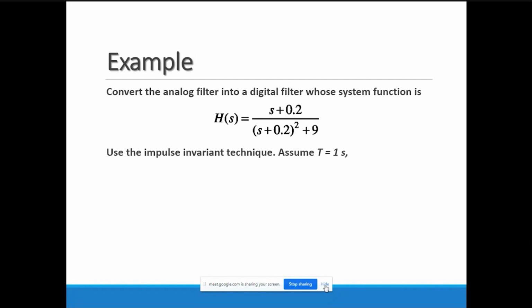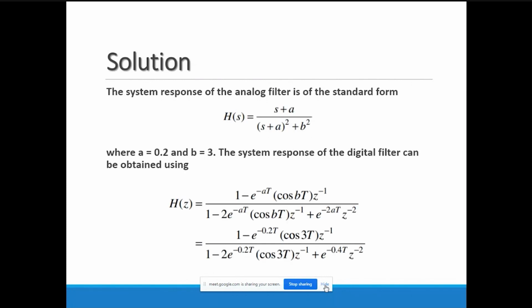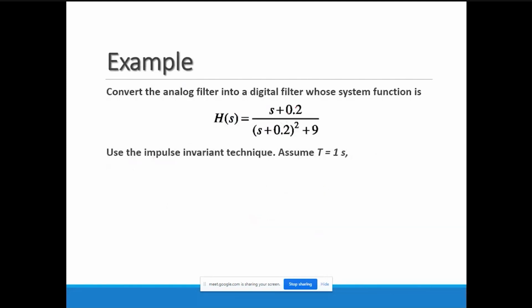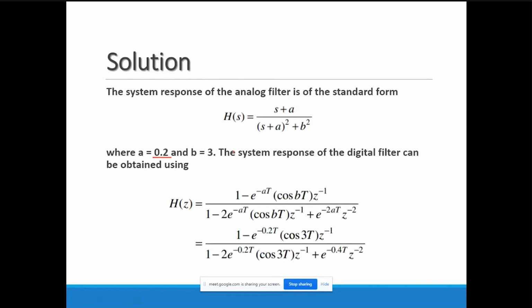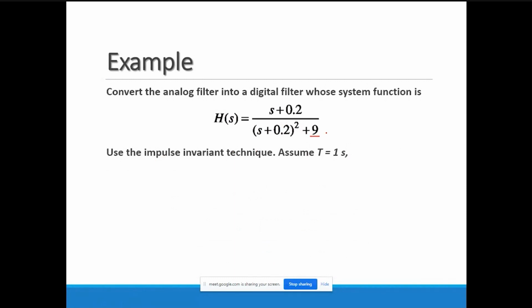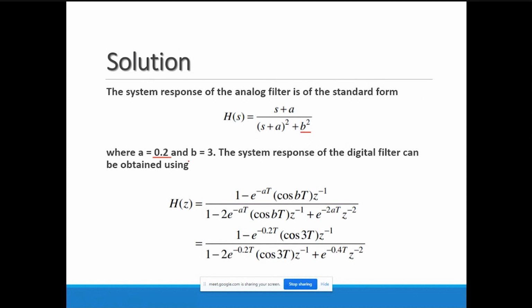Okay, so when you are taking s plus 0.2 divided by (s plus 0.2) square plus 9, let me give you the solution. So the system response of the analog filter is of the standard form. We make this equation in a more generalized form, that is H of s is equal to s plus a divided by (s plus a) square plus b square. You have to remember this is the standard form of the analog filter. Here the value of a, from this equation you can easily say, is 0.2. The value here is 9, which is nothing but b square. So b will be 3.